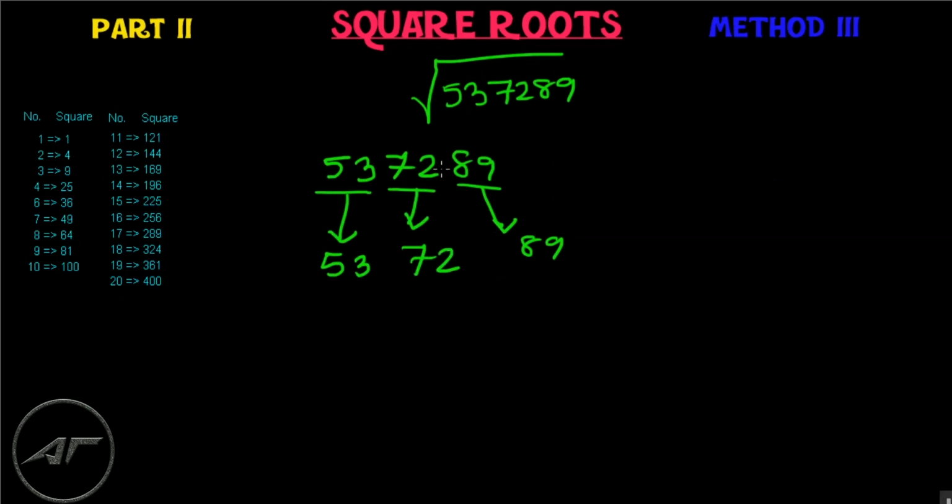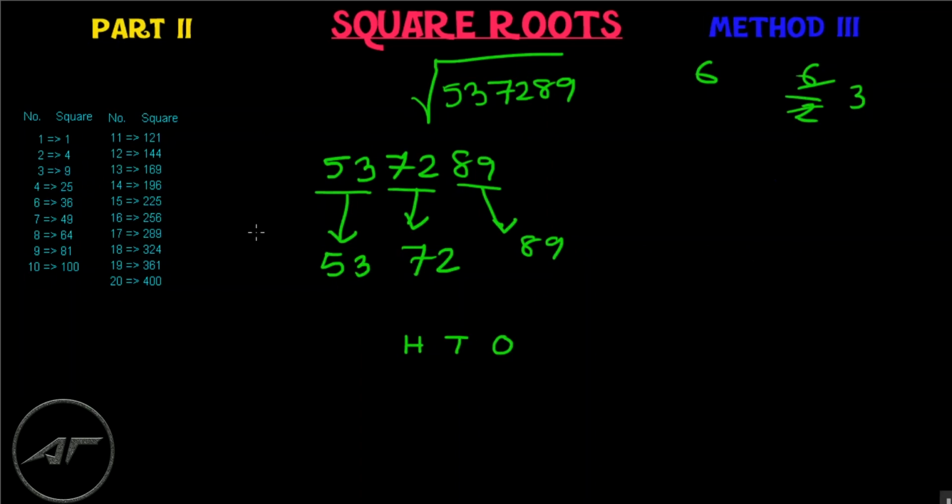Now as this number has 6 digits, therefore it will have a root of 6 by 2 or 3 digits, right? Now as it will have 3 digits, there will be a hundreds place, a tens place, and a ones place. Now to find out the digit that will be at the hundreds place of the root, we will have to compare this number with the table of squares.